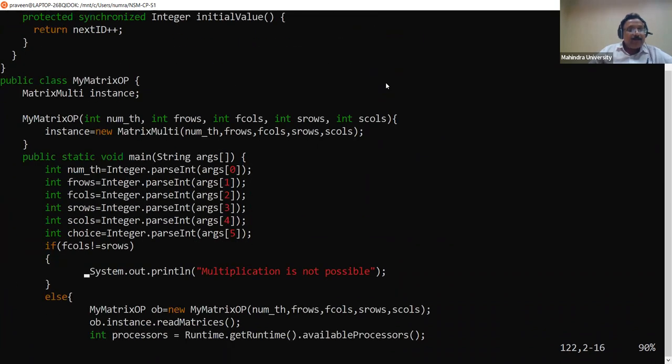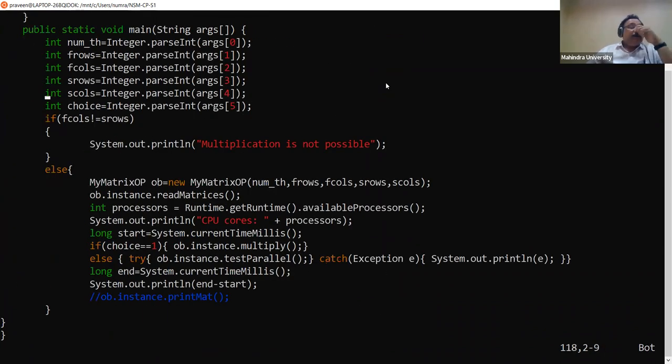When we look at this particular main program, we are reading the arguments from the command line. We are going to read 6 arguments. The first argument is the number of threads. The second and third arguments are the rows and columns of the first matrix. The fourth and fifth are the rows and columns of the second matrix. The last one is the choice. Choice is meant for whether we are going to multiply those two matrices using a single thread or using the multi-thread matrix multiplication. One is for single thread or normal matrix multiplication, two is for the multi-thread matrix multiplication. That is the source code.